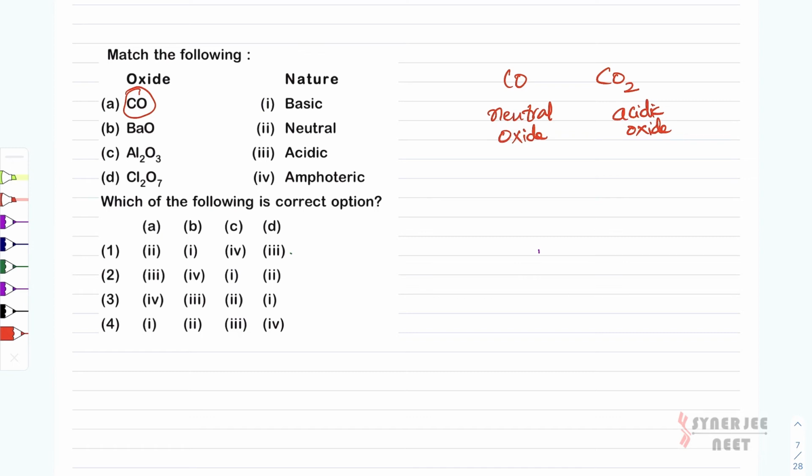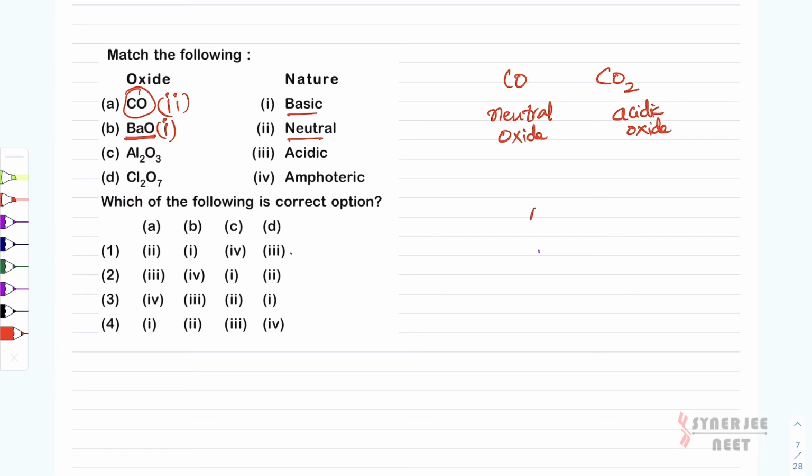So for A, 2 is matching. Where is neutral? Barium oxide. All S block oxides are basic in nature because all S block elements are highly metallic. So metallic oxides are mainly basic in nature. That's why for B, 1 is matching, 1 is basic.